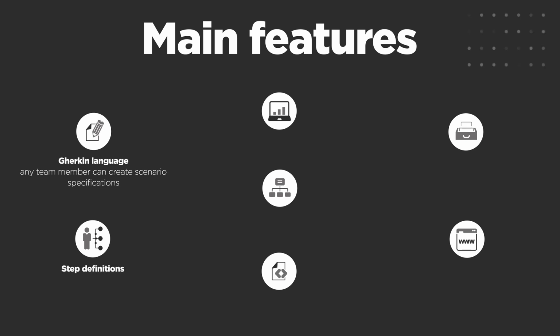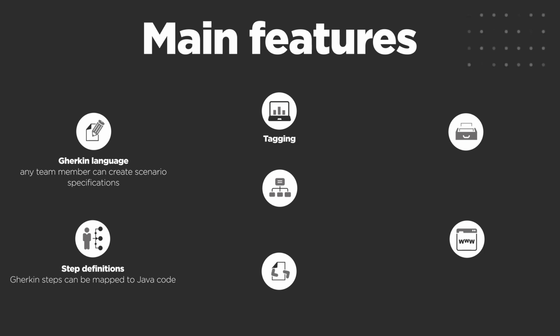The second feature is step definitions. Developers can write step definitions in Java to map Gherkin language statements to actual code implementations. This allows for the automation of acceptance criteria and facilitates collaboration between developers and non-technical team members.